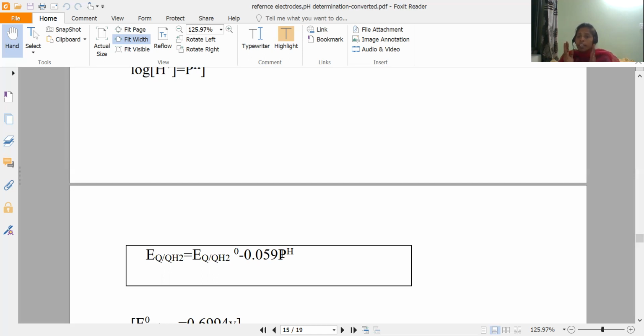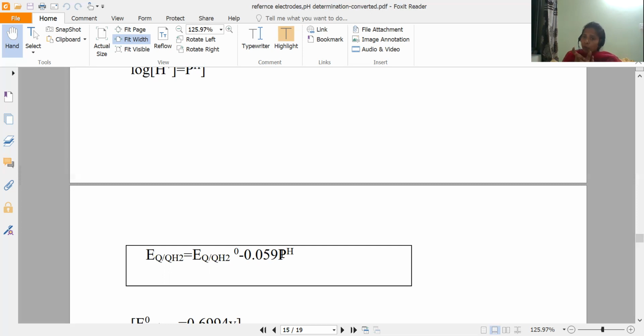Another electrode will be the saturated calomel electrode. Now the two electrodes will be connected to the battery. Here the battery will be the potentiometer. The potentiometer is giving the EMF value, the electromotive force value. It displays the electromotive force. Electromotive force is also called E cell.